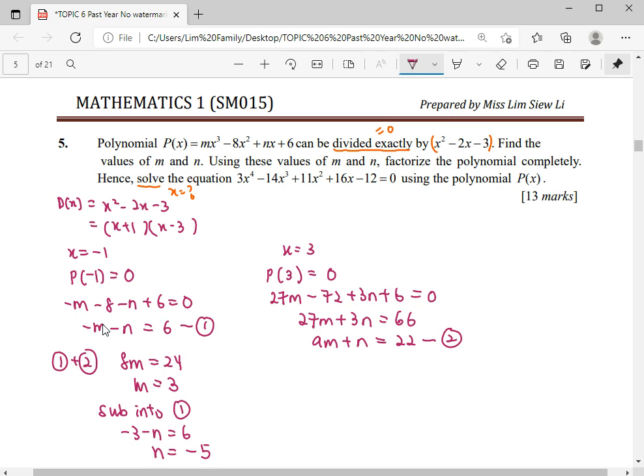Is it? Oh yes, here we made a mistake. This one is a mistake, it's not 6. So here it will be 2. So n is negative 5.